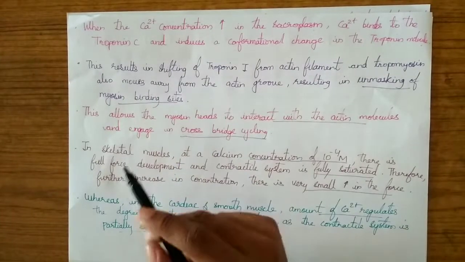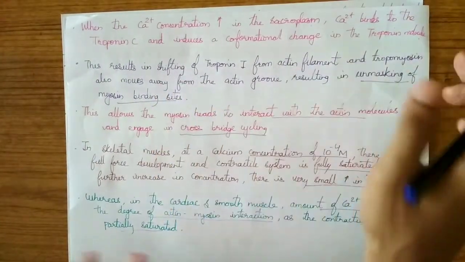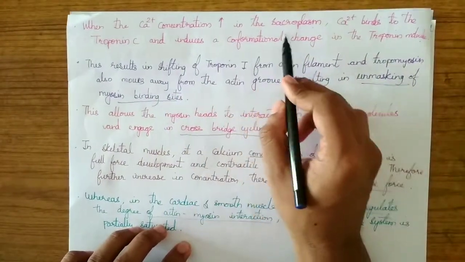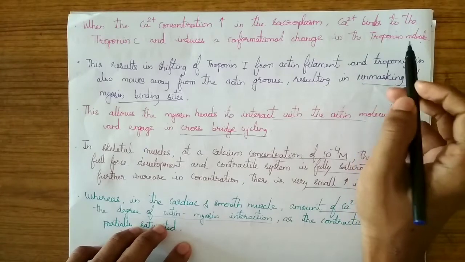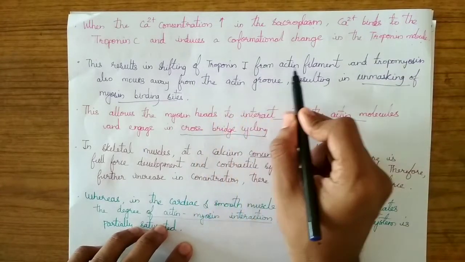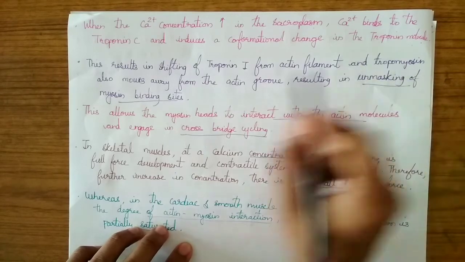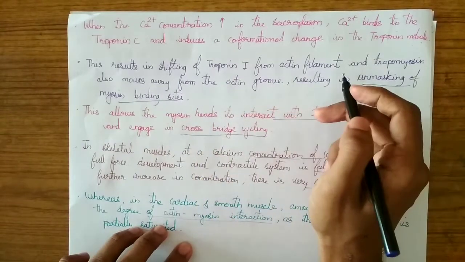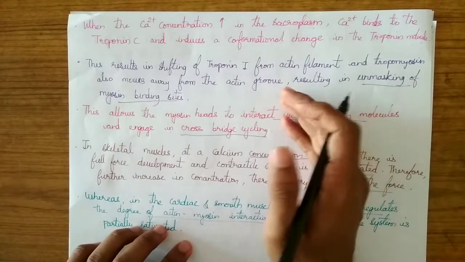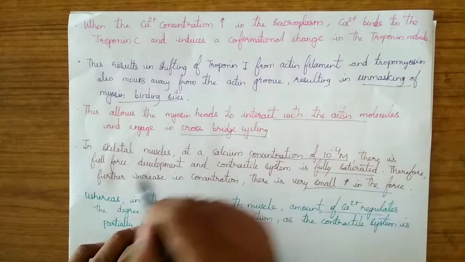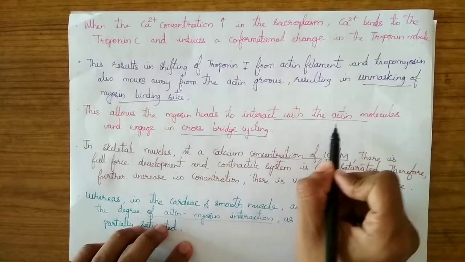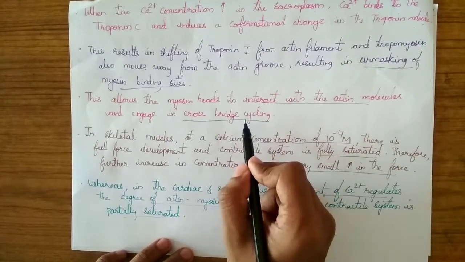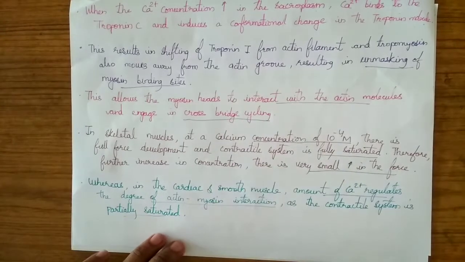So for the contraction to occur, the Ca2+ concentration increases in the cytoplasm. Then the calcium binds to the troponin C and induces a conformational change in the troponin molecule. So this results in the shifting of troponin I from the actin filament, and tropomyosin also moves away from the actin groove, resulting in the unmasking of the binding sites. So therefore, the myosin and actin are free to bind and form cross bridges. So therefore, it allows myosin heads to interact with the actin molecules and engage in cross bridge cycling. So this cross bridge cycling is important in the muscle contraction process.